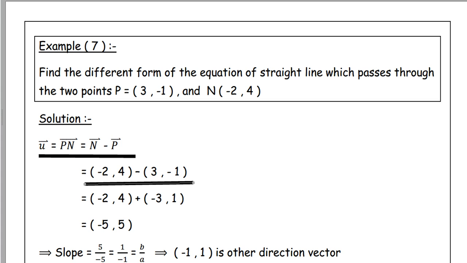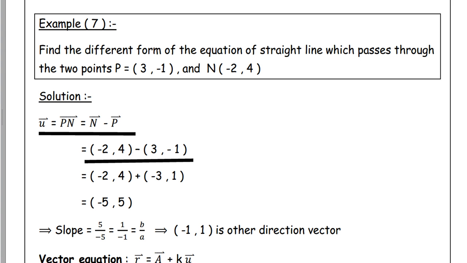The answer is what? It is negative 5 and 5. Because here, negative 2 minus 3 is negative 5, and 4 minus negative 1 is 4 plus 1, which is 5. So the slope here is not given directly, but we got it from the 2 points. We got it from the direction vector. So the direction vector here is negative 5 and 5.